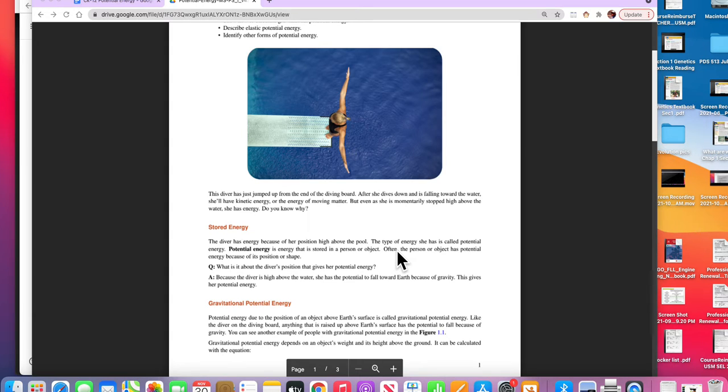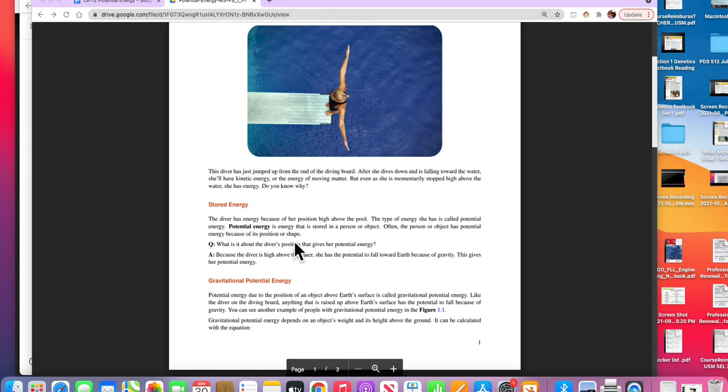The type of energy she has is called potential energy. Potential energy is energy that is stored in a person or object. Often, the person or object has potential energy because of its position or shape. That's amazing. Question: what about the diver's position gives her potential energy? Answer: because the diver is high above the water. She has potential to fall towards the earth because of gravity. This gives her potential energy.